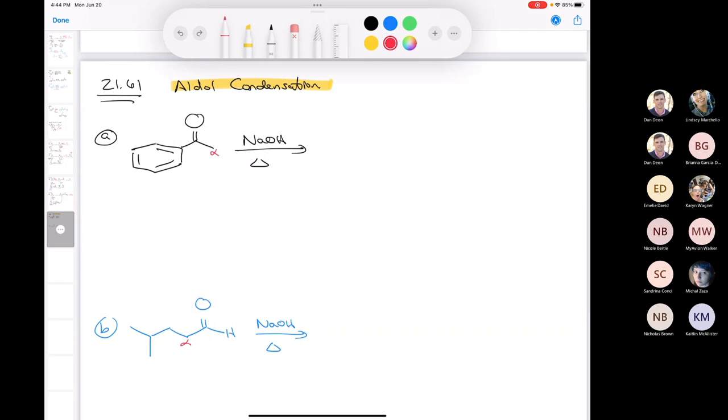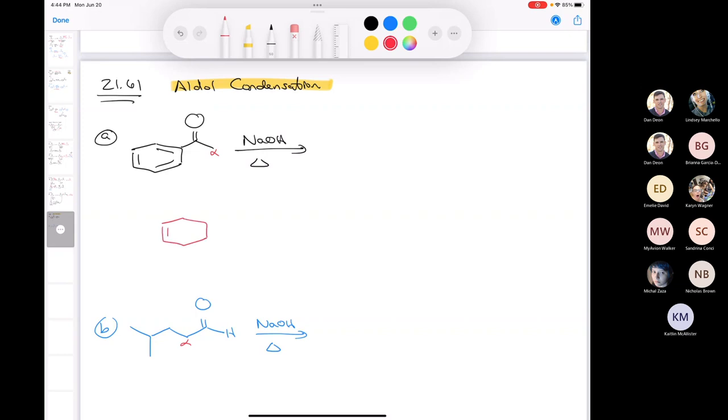That's where deprotonation is going to occur to form an enolate. And then the enolate can attack another molecule of this. And then we end up getting the condensation happening, so we end up losing water in the process. But the fastest way to draw the product is to do something like this. So I'm going to write it below.